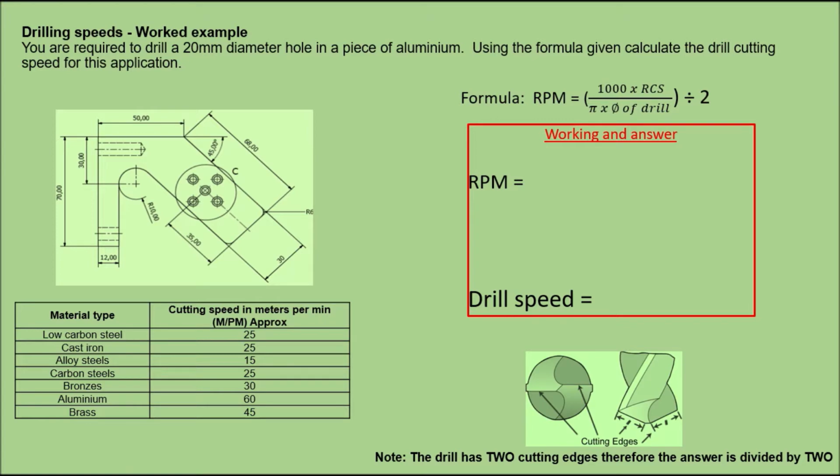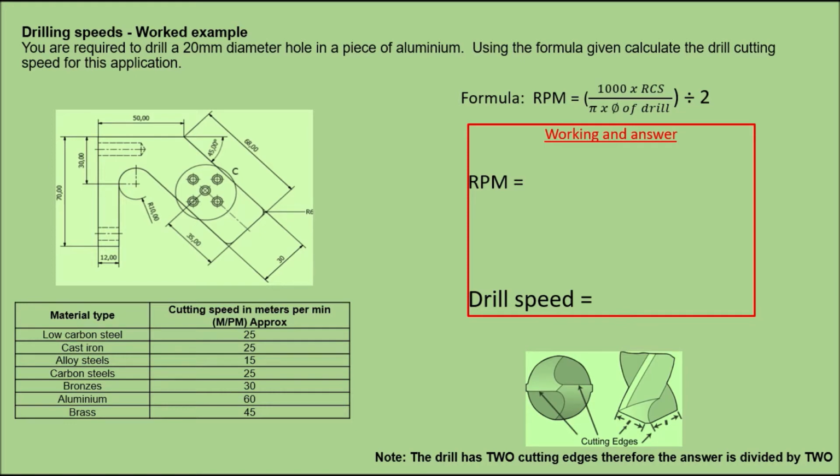Welcome to another video. What we're going to be looking at in this example is the calculation that's required to work out how fast your drill should be turning when it is cutting into a piece of material. Now there's some fundamentals you need to be aware of. There's two key elements that we need to consider when it comes to the drilling speed. One of those is the material we're going to be drilling into, and the other is the drill that we're going to be using.